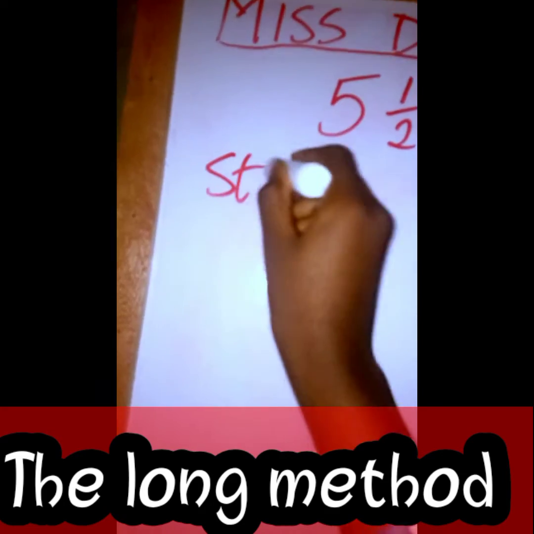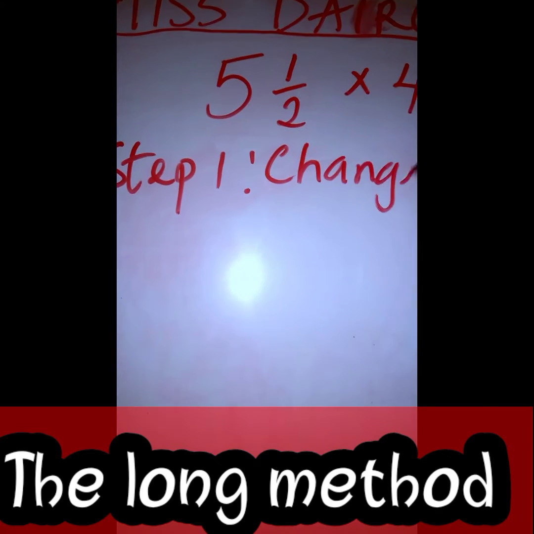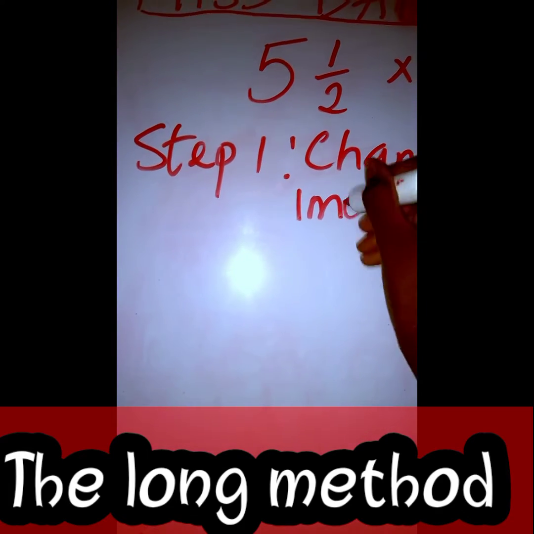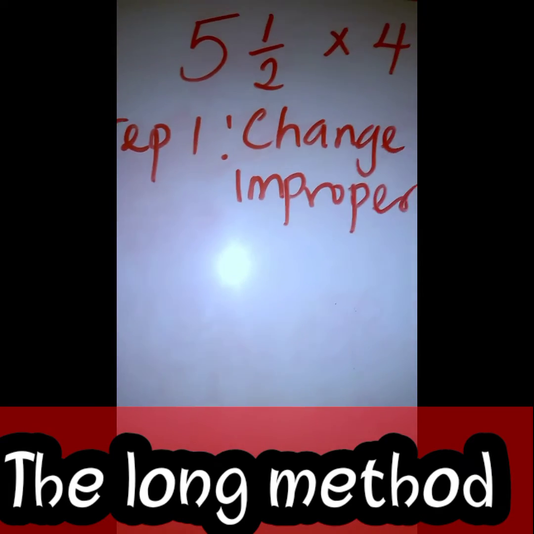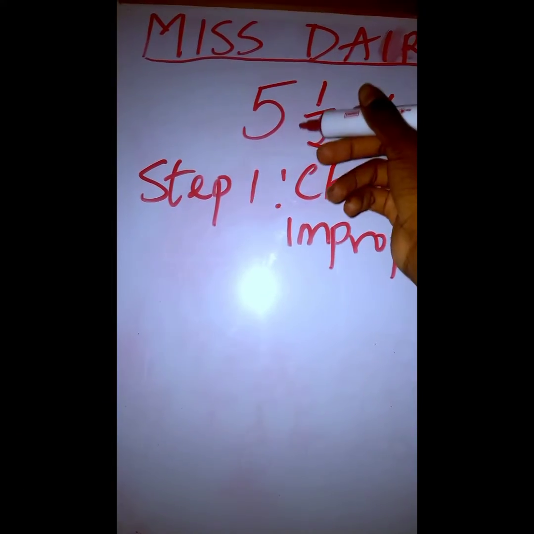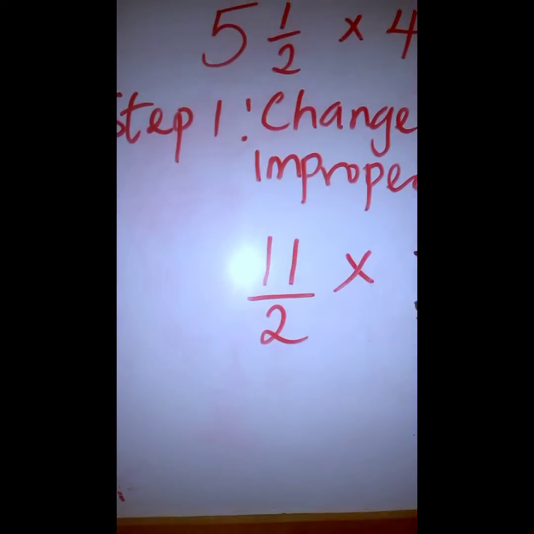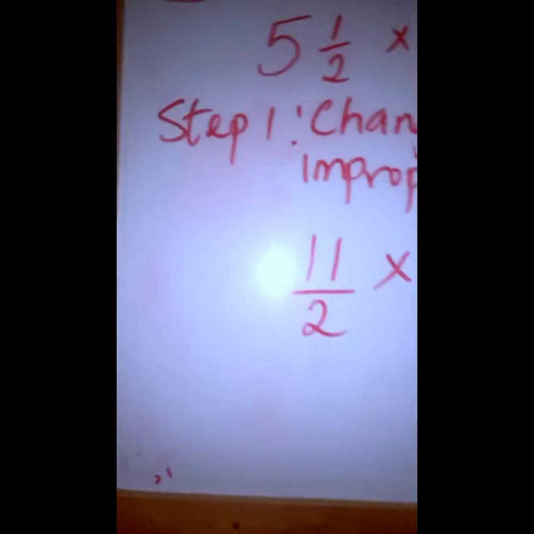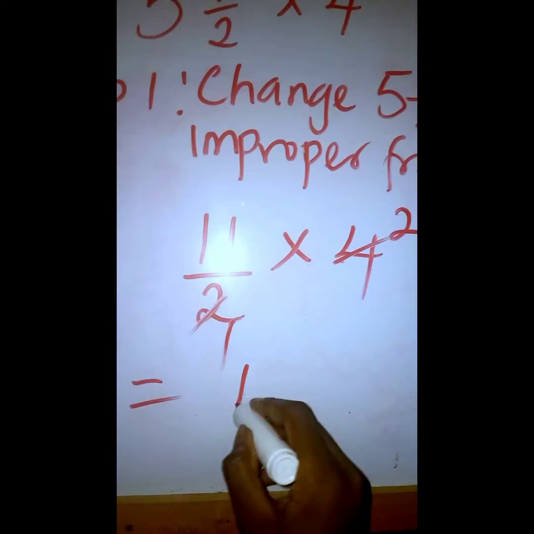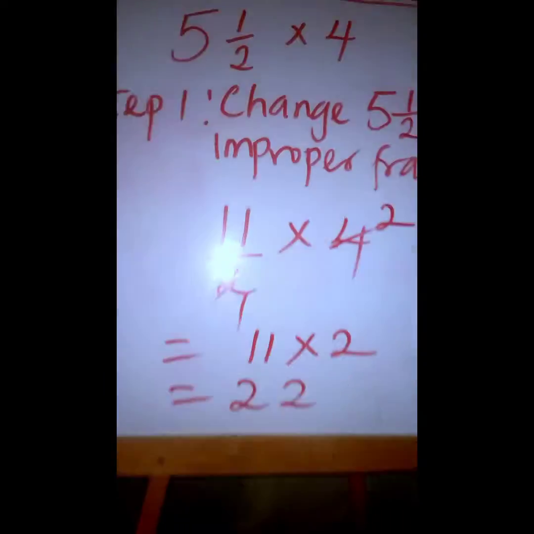You have step one, change 5 whole number 1/2 to an improper fraction. And you have that 2 multiplied by 5 is 10, plus 1, 11. That's 11/2 multiplied by 4. And you'd say 2 here, 1, 2 here, 2. That equals 11 multiplied by 2, which equals 22. So this is very long.